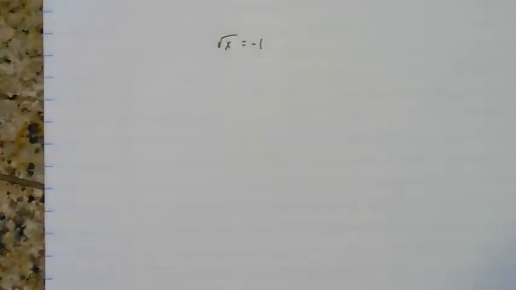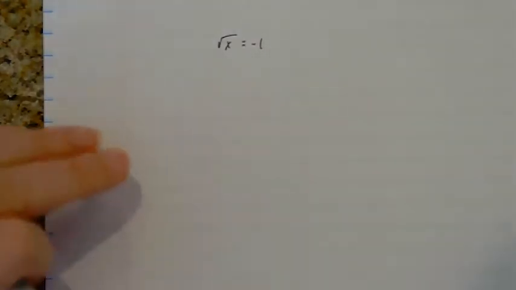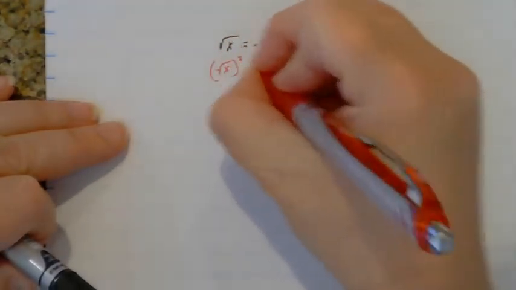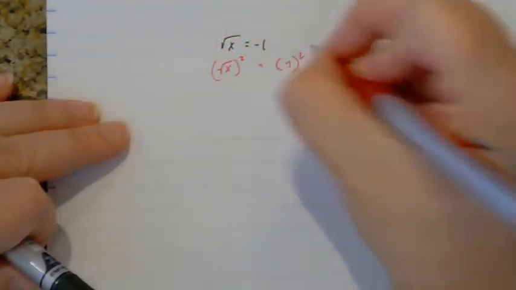So let's do another example. Square root of x equals -1. So we just talked in the last video about if one side of the radical is square rooted, we can solve by squaring both sides. So I'm going to start this one by squaring the square root of x and squaring -1.